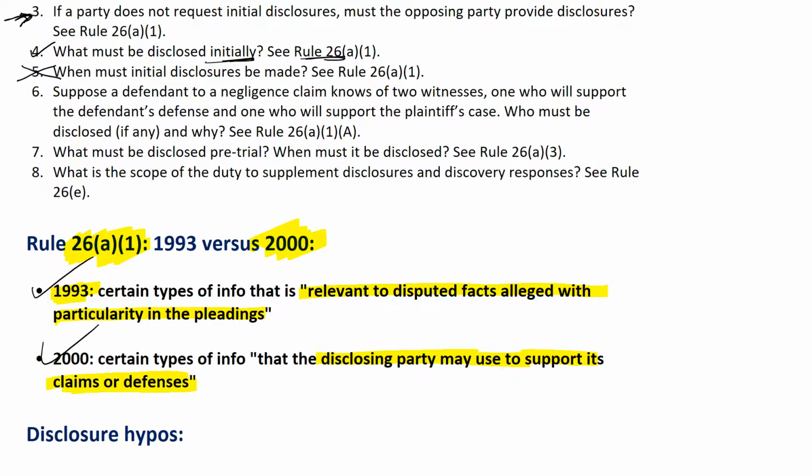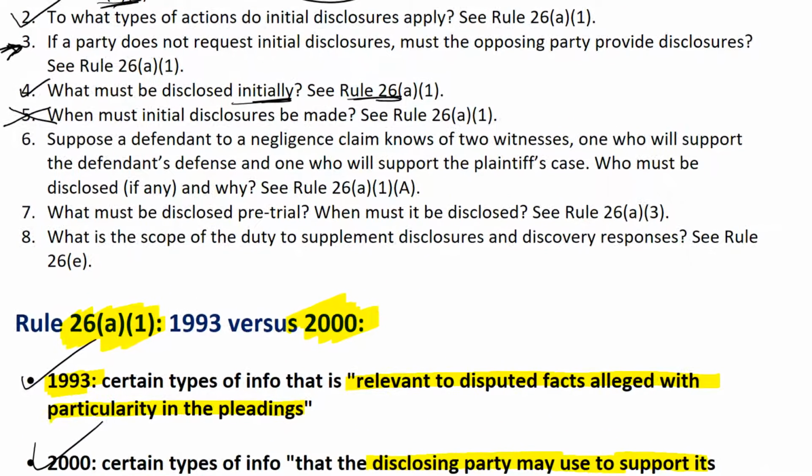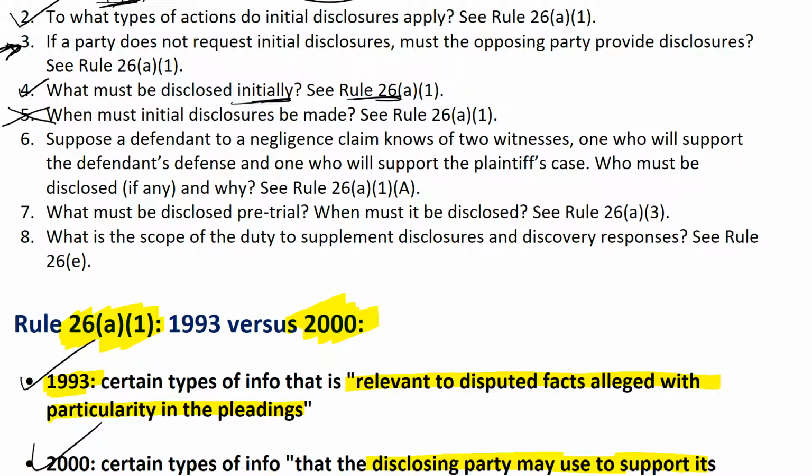All right, so we've gone through questions through 5. All right, question number 6 is going to get us right into this language about what supports a case, what doesn't support a case, and so on. So I'm actually going to ignore this question. I have a better hypo down below.